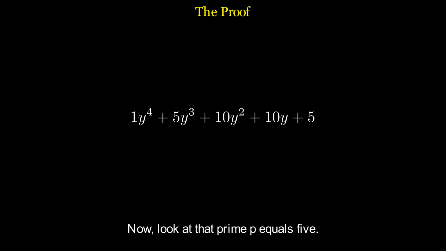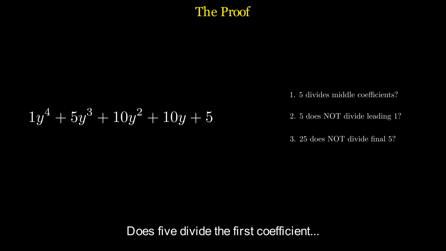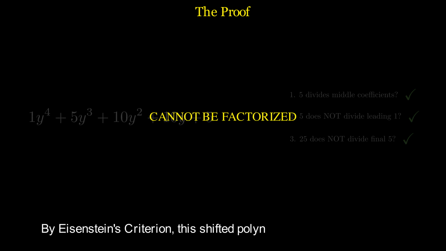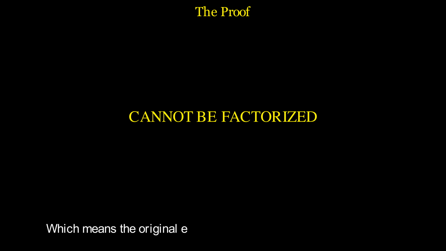Now look at that prime p equals 5. Does 5 divide 5, 10, 10, and 5? Yes. Does 5 divide the first coefficient 1? No. And finally, does 5 squared, which is 25, divide the last term 5? No. By Eisenstein's criterion, this shifted polynomial cannot be factorized, which means the original expression is also impossible to factorize.